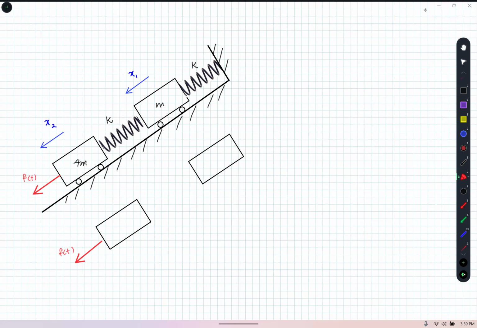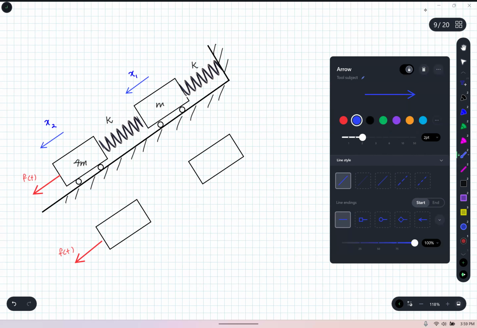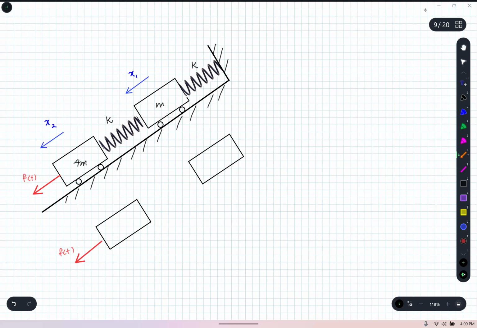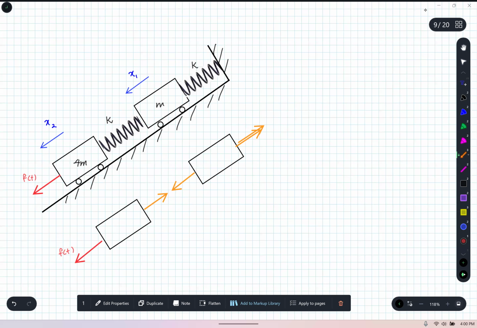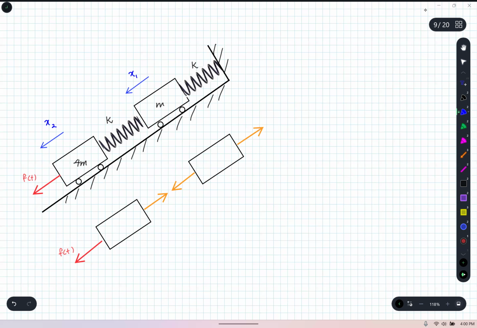So I have my external load there. And then for the loads that I have there, I have the force here, and obviously I have the force there. So that's my free body diagrams. The force here is k(x2 minus x1), and the one here is k x1. The mass here is 4m, and the mass here is m.